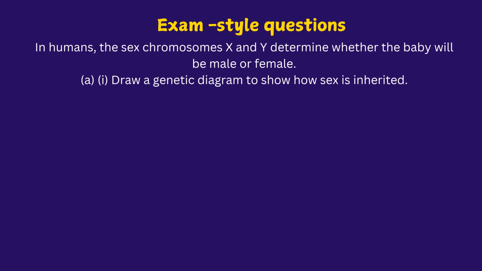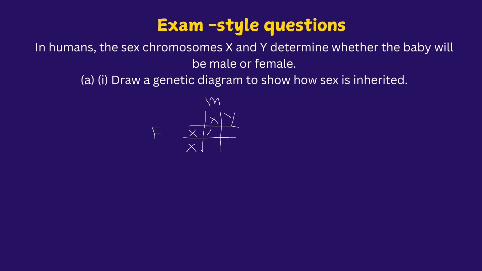Let us now look at some exam style questions. Question 1. In humans, the sex chromosomes X and Y determine whether the baby will be male or female. Draw a genetic diagram to show how sex is inherited. All you need to do, students, is 1, 2, 1, 2. Label this up as male. Write out the word, please. I'm just writing M and F for now. And put the gametes in. X, Y for male and XX for female.